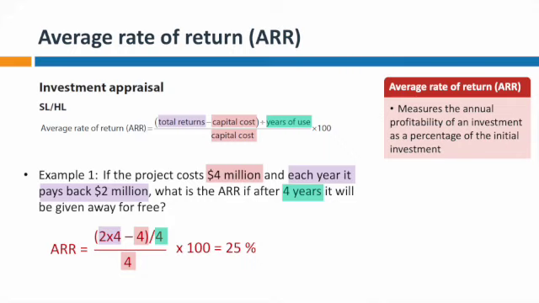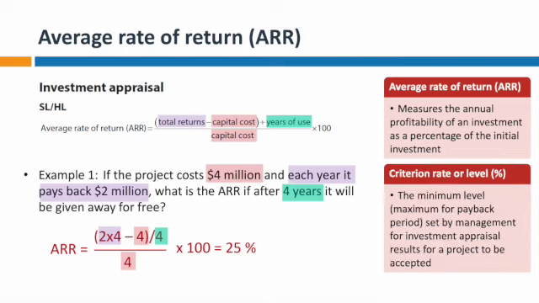Okay, so what do we do with that information? The average rate of return is 25%. We can use it to compare with some other information that the business has. So for example, we might compare 2 projects, or we might compare our ARR result with a criterion rate or level. The criterion rate or level is defined as the minimum level set by management for investment appraisal results for a project to be accepted.